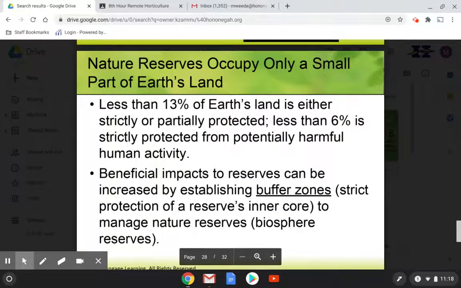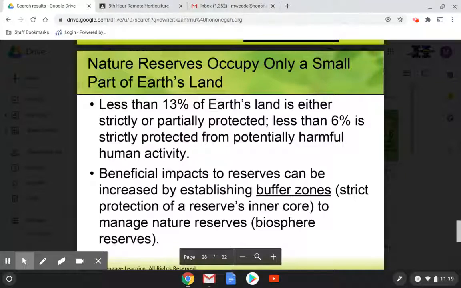Nature reserves, we go on to nature reserves, and these are going to only occupy a small part of Earth's land, so less than 13% of Earth's land is either strictly or partially protected. Less than 6% is strictly protected from potential harmful human activities. So again, a nature preserve is something where you're just kind of leaving nature be, let it be. Nothing's going to affect it, nothing's going to harm it. You just kind of let nature become what it is.